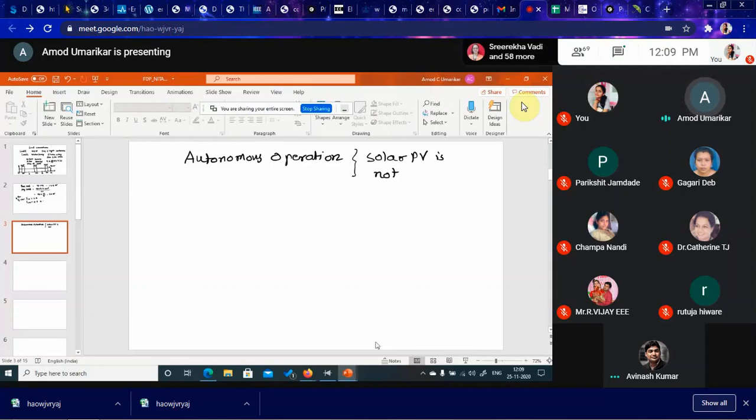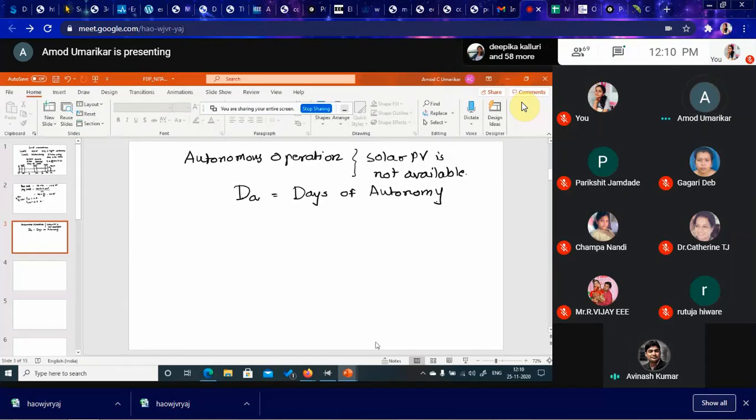We have to always consider worst case scenarios. So the days for which it is not available are defined as days of autonomy, DA. Who will supply the load? The battery will supply for the days of autonomy, because solar PV is not available. So obviously during the days of autonomy, we have to consider that the full battery will supply the load.